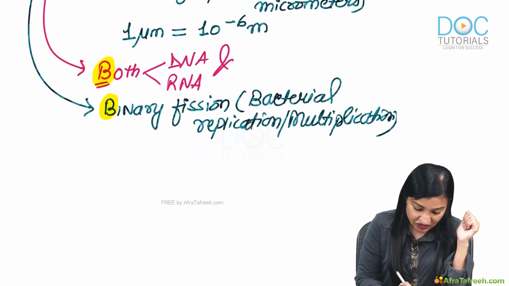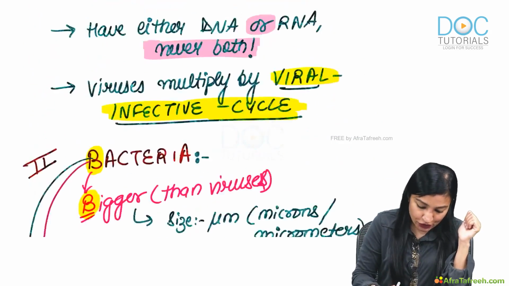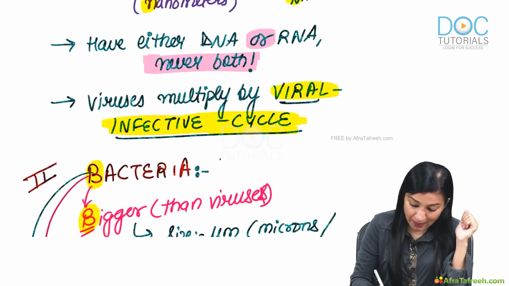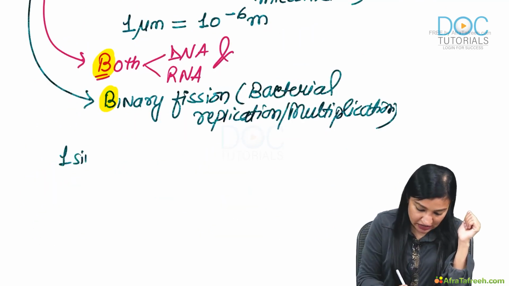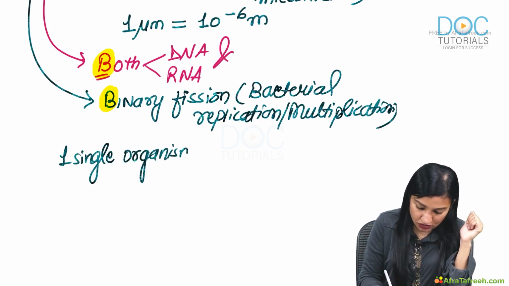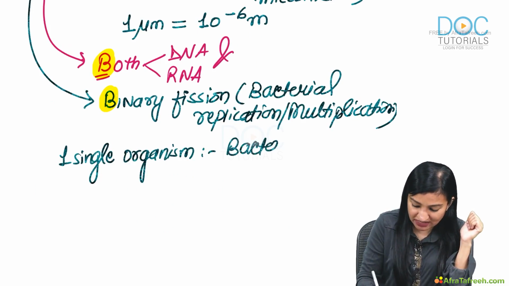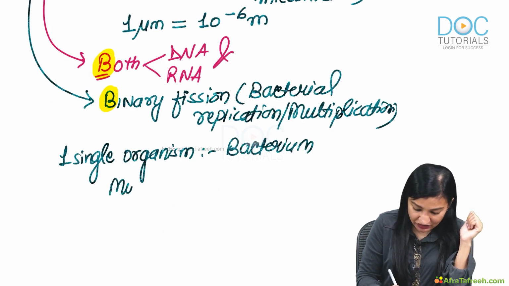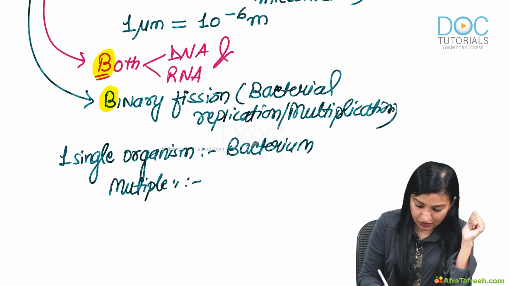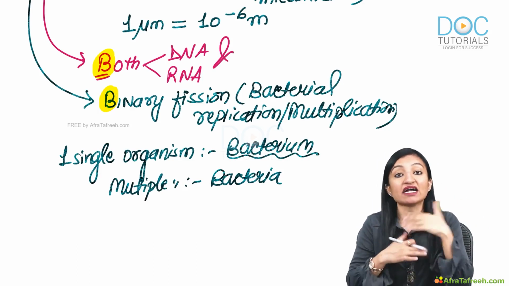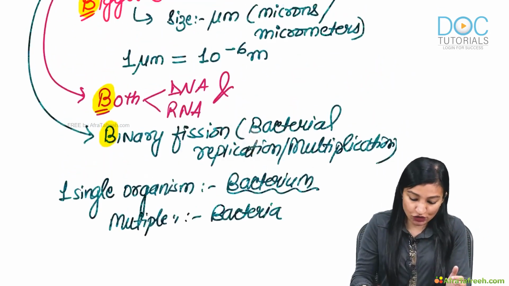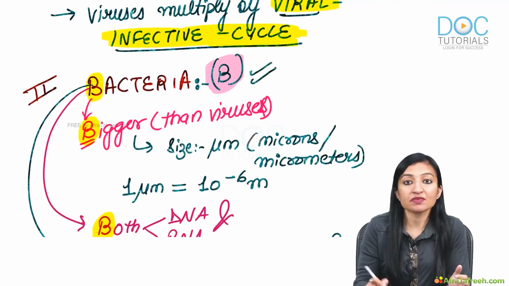Bacteria have been classified as what? Now I am going to use the short form B for bacteria. Remember, a single organism is referred to as bacterium, and if we have multiple ones, we call them bacteria. Strictly speaking, the term bacterium means one single organism and bacteria means multiple ones. So I am going to use the letter B henceforth.